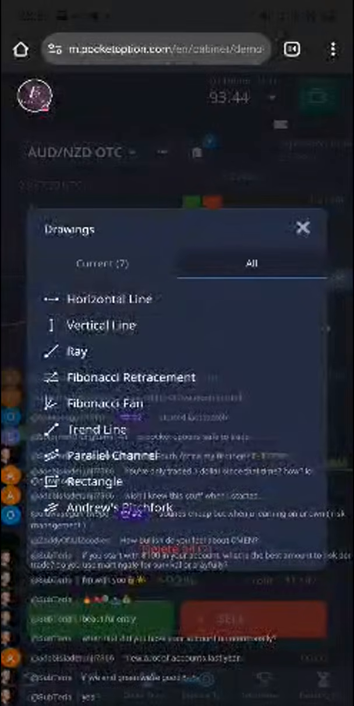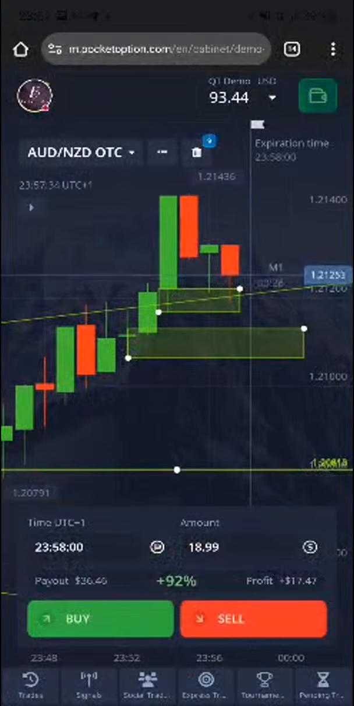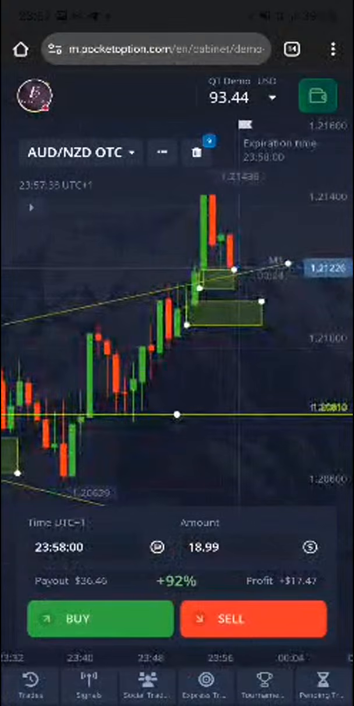You understand? If we end green, we're good. Okay. Yes, we're good. There's another entry down here, but I won't take the trade because of this.